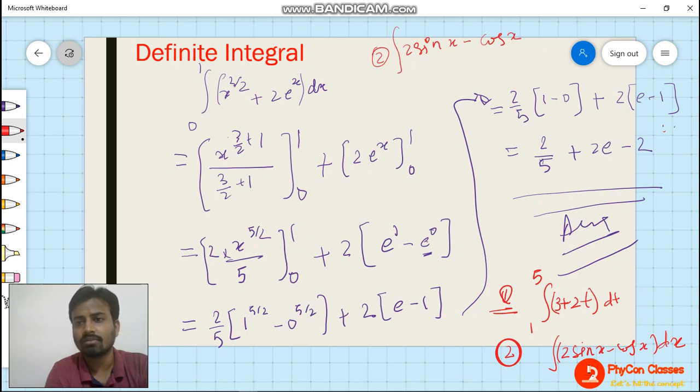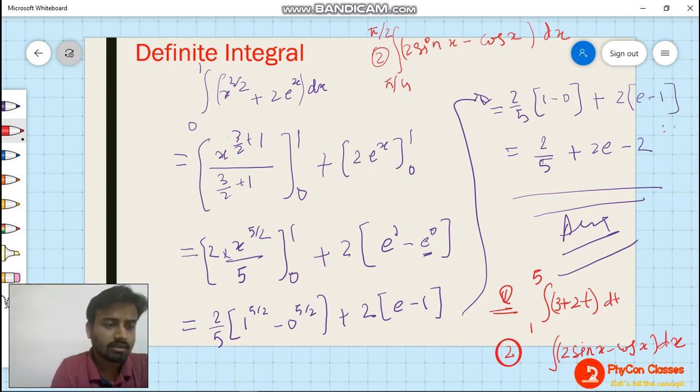Integration of 2 sin x minus cos x dx, and the limits are from pi by 4 to pi by 2. Clear? I'll just give you the answers also here. After solving, you can check it.